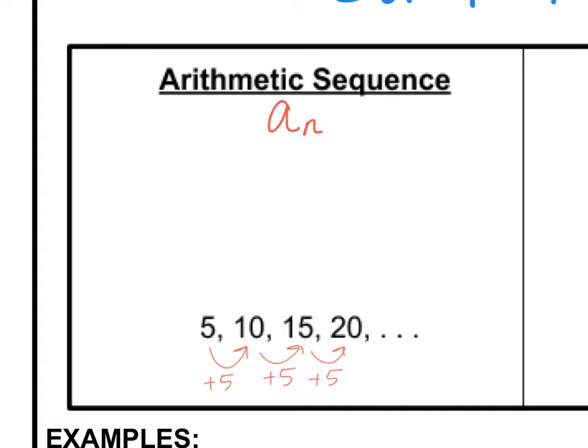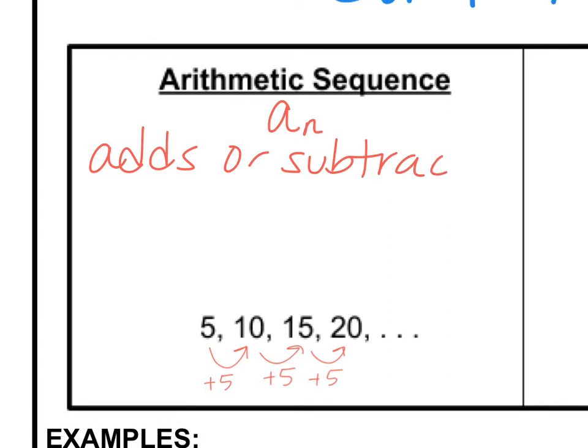Today, what I need you to know is that it's going to add or subtract by a constant amount. So like this one added 5 every time, which means that this is really important. It is linear. Arithmetic sequences are linear because they have a constant rate of change. So this one has, we don't call it slope because it's a sequence, but it has a slope of 5 over 1.